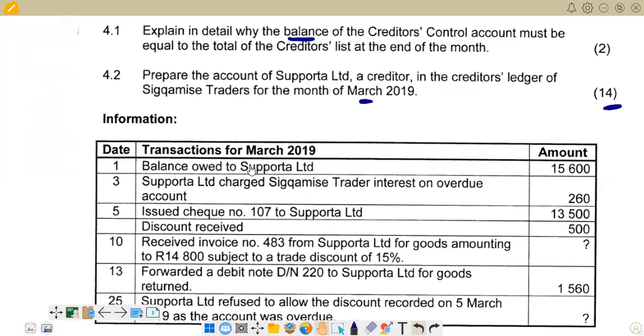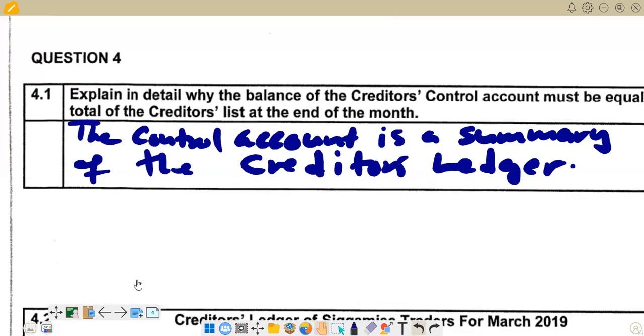So this is going to be our opening balance, and obviously an opening balance for a creditor is supposed to be on the credit side, representing the amount that we are owing. So this is the first balance that we are going to have, the balance b/d, and then we take note of the date, which is 1. So you can just go there and summarize that.